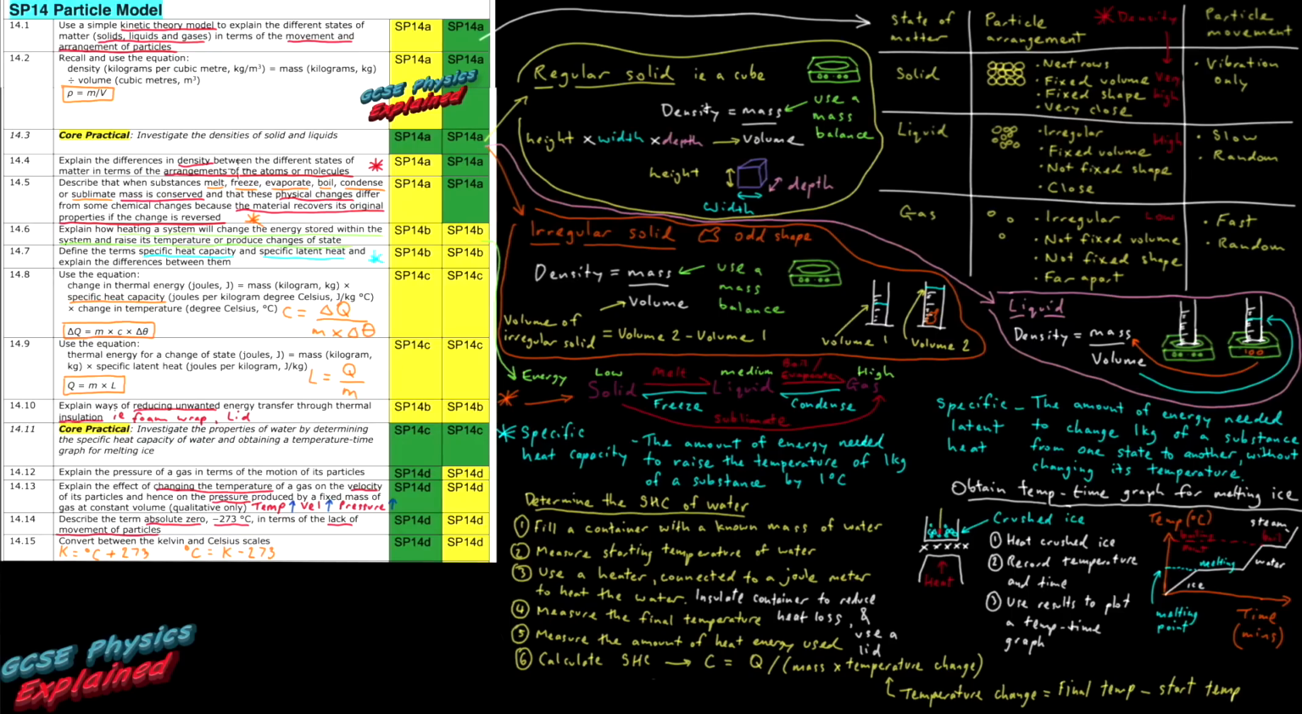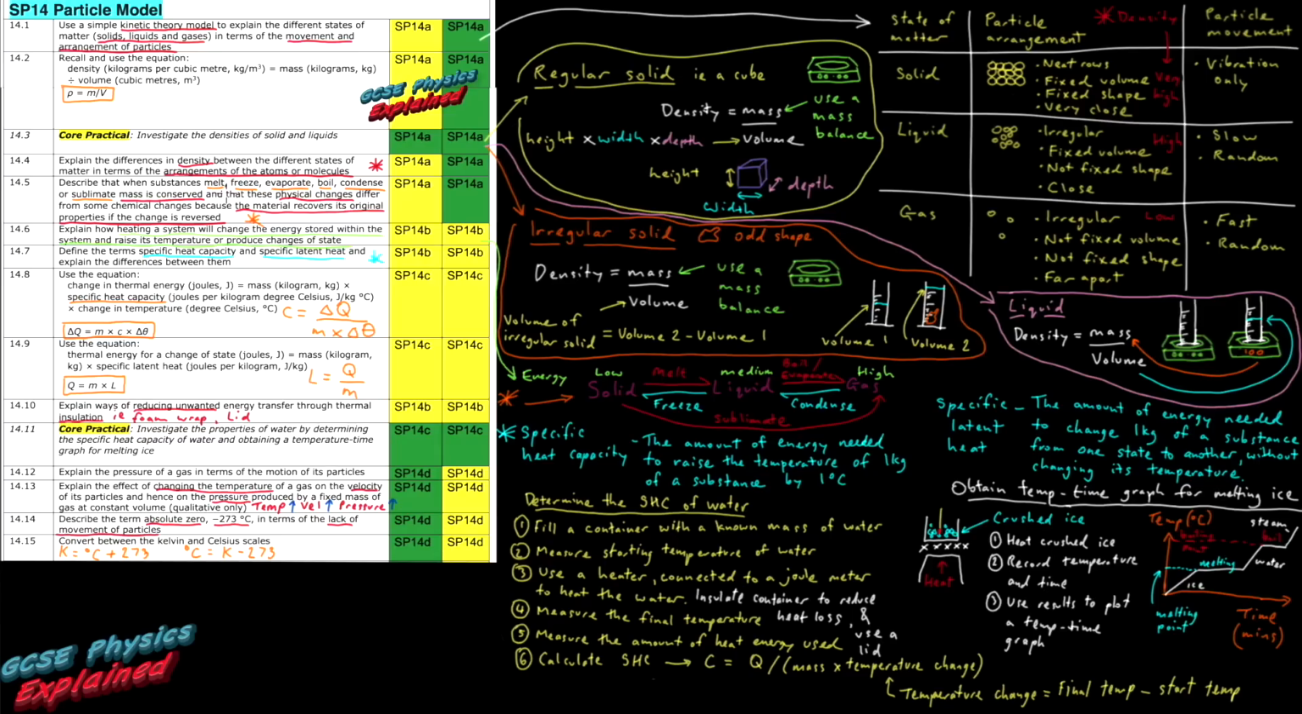Explain the differences in density between the different states of matter in terms of the arrangements of the atoms or molecules. So specifically to do with the density, solids, the density is very high, liquid density is high, and gas density is low. So with the exception of water and ice, most solids are more dense than their liquid variant. And as they turn into a gas, so that's another physical change, generally the particles spread out even more.